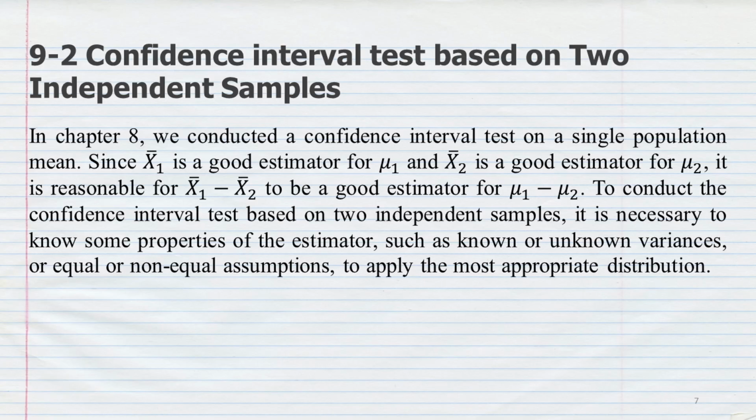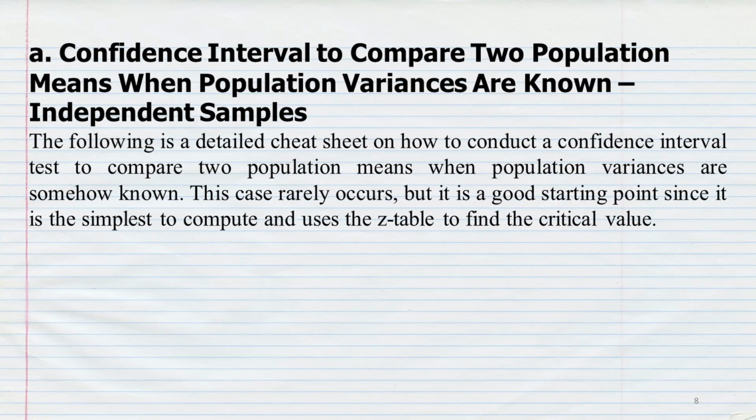To conduct the confidence interval test based on two independent samples, it is necessary to know some properties of the estimator, such as known or unknown variances, or equal or non-equal assumptions, to apply the most appropriate distribution. Let's start with A. Confidence interval to compare two population means when population variances are known, independent samples.